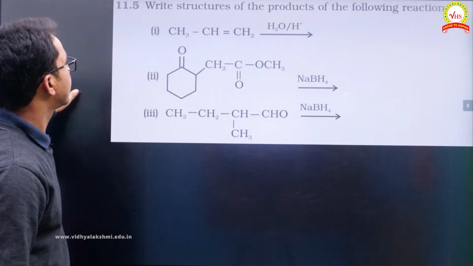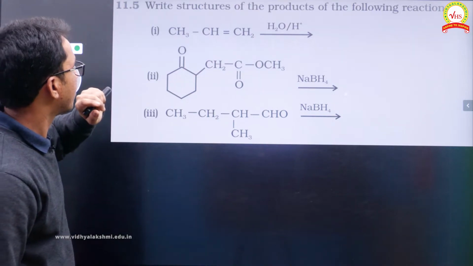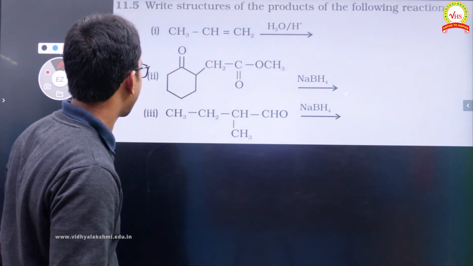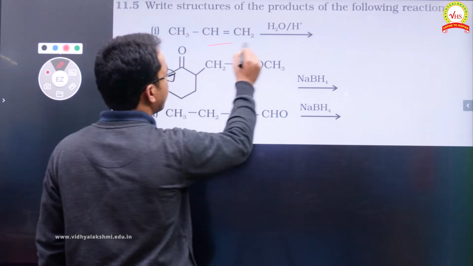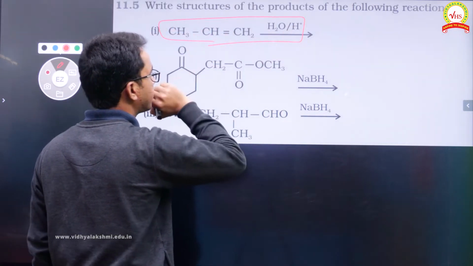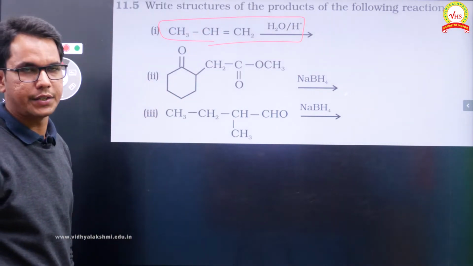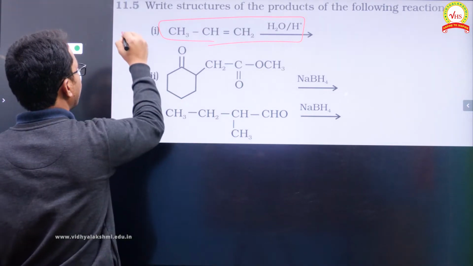Next, let us take another one. Write the structure of the products from the following reactions. Now, what is this reaction? We have already done this particular reaction. It is acid catalyzed hydration. It follows the Markovnikov rule.